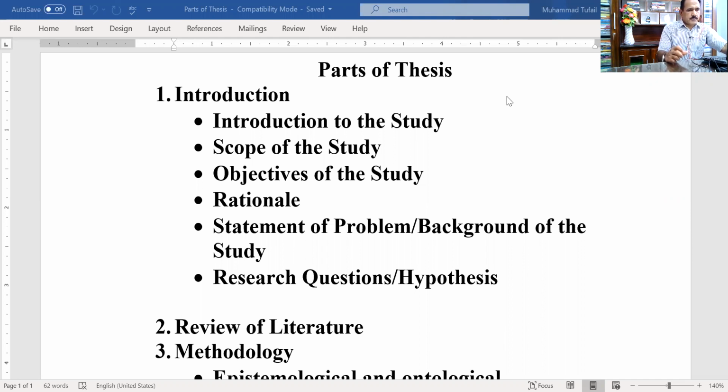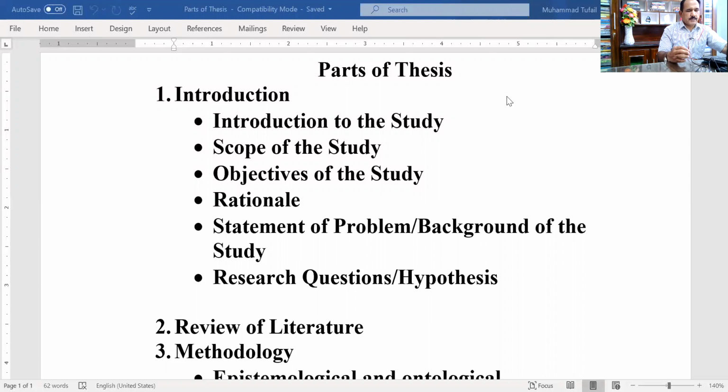In this lecture, we would discuss the parts of a thesis and how a thesis is developed while we are writing a research thesis or dissertation.